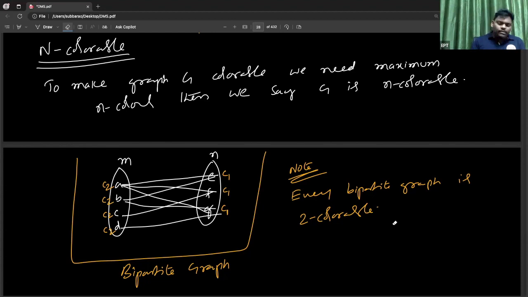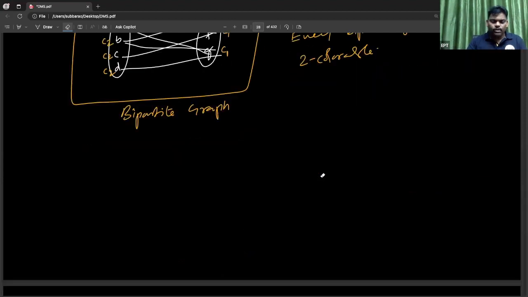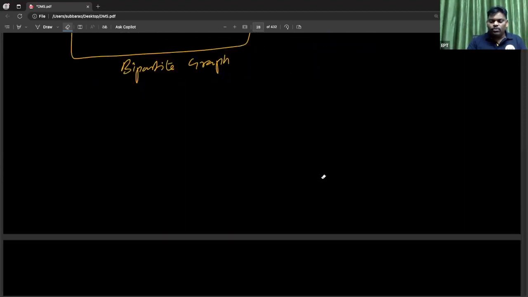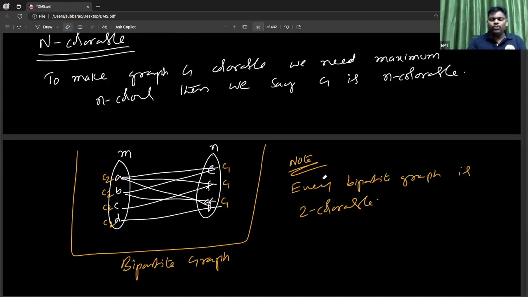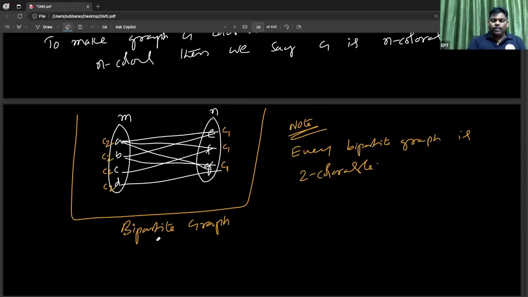Suppose at least 1 edge there. Minimum also 2 colors. Okay, that is also fine. Just write this only, extra no need to write. Bipartite graph: all M people 1 color, all N people 1 color. So more than 2 colors are not required. So every bipartite graph is 2 colorable.